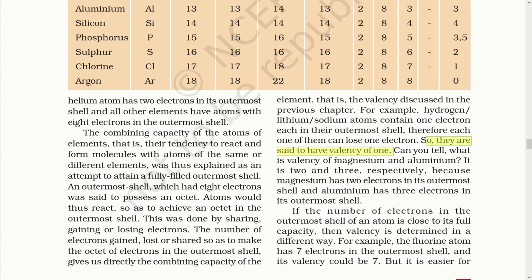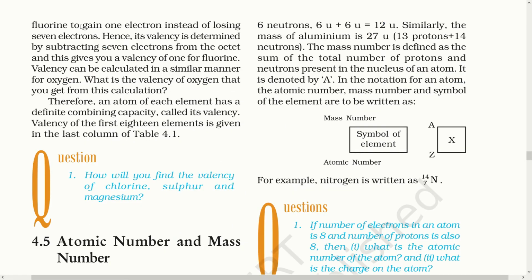In the same manner, we can tell about magnesium and aluminium. Magnesium can lose 2 electrons, so its valency is 2, while aluminium can lose 3 electrons, so its valency is 3. If the number of electrons in the outermost shell of an atom is close to its full capacity, then valency is determined in a different way. Let's take for example fluorine, which has 7 electrons in the outermost shell, so valency could be 7. But it is easier for fluorine to gain 1 electron instead of losing 7 electrons. Hence, its valency is determined by subtracting 7 electrons from the octet. This gives a valency of 1 for fluorine.